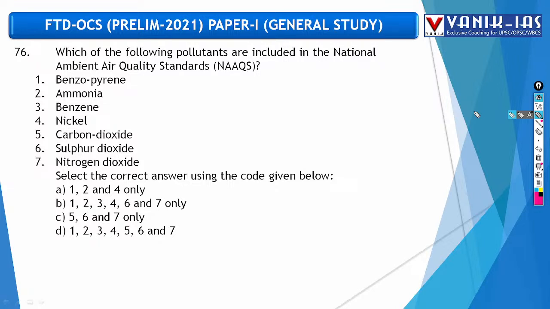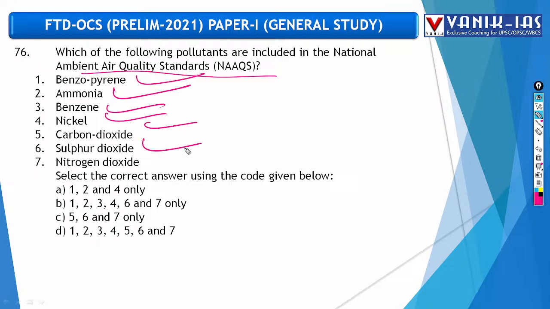Which of the following pollutants are included in the National Ambient Air Quality Standards? Benzopyrene, ammonia, benzene, nickel, carbon dioxide, sulfur dioxide, nitrogen oxide. Which of the following are included in the National Ambient Air Quality Standards? Yes, benzopyrene is included, that is the answer. Ammonia, benzene, nickel, carbon dioxide, sulfur dioxide, nitrogen oxide: all are right. All are included in the Ambient Air Quality Standards.